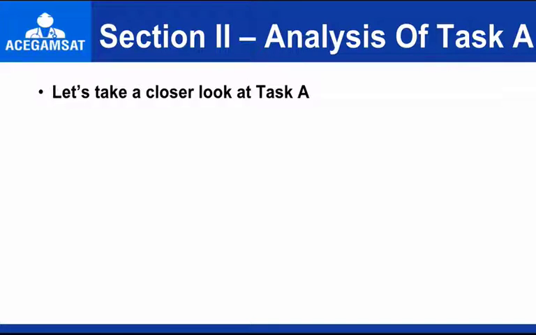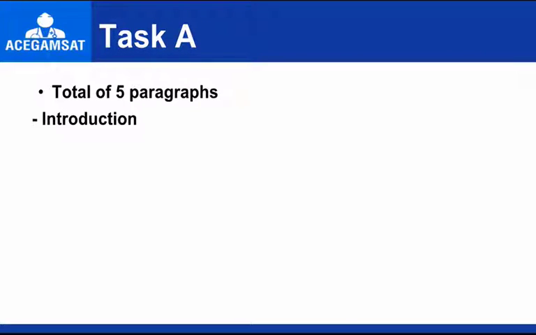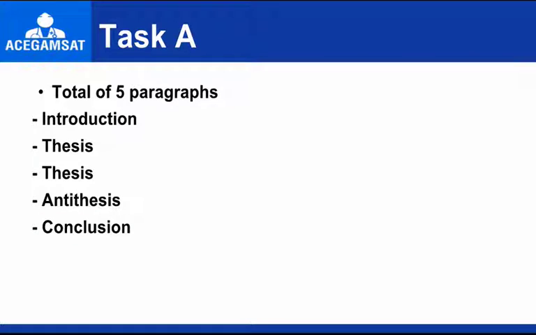So let's take a closer look at Task A. Task A is an argumentative essay. So we have a total of 5 paragraphs. We have an introduction, a thesis, another thesis, an antithesis, and a conclusion.